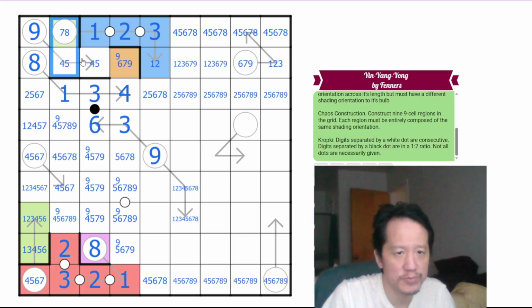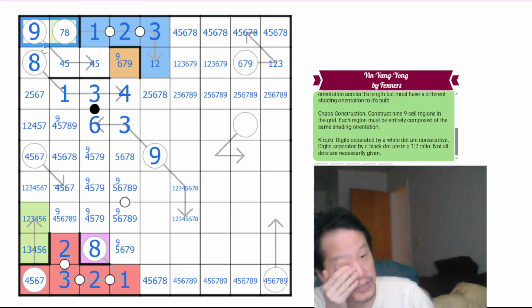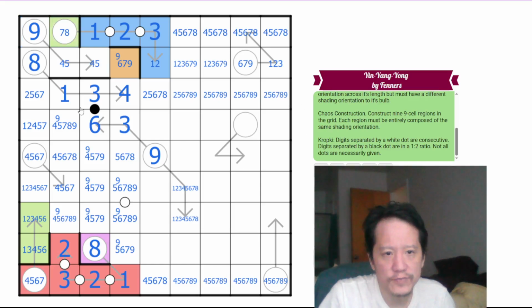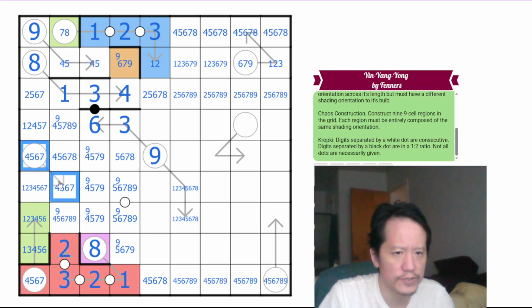So this is the same shading as this, or it's the same shading as this. We're not sure which. These must be different shadings also, again, for the same reasoning. These have to be different shadings.